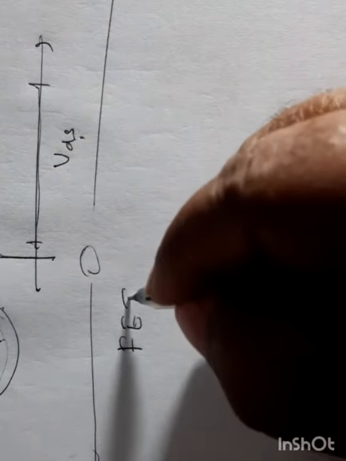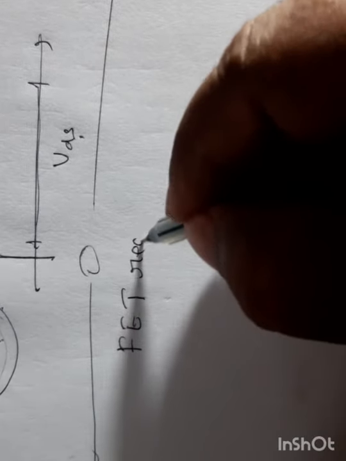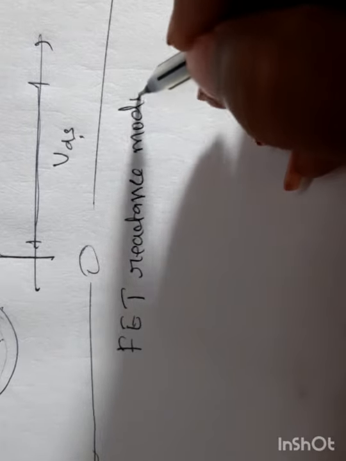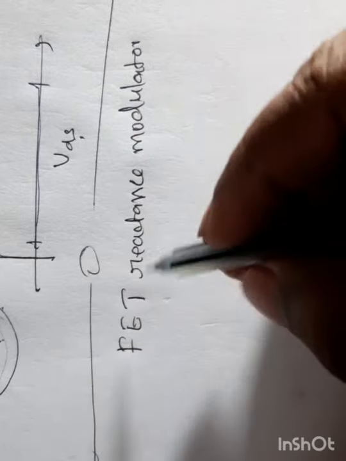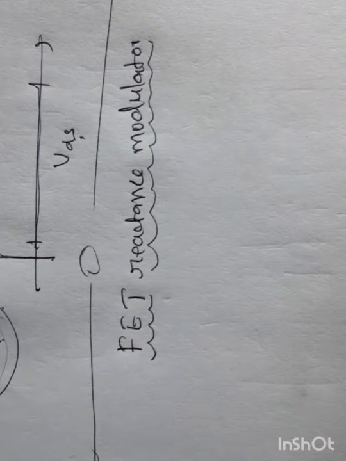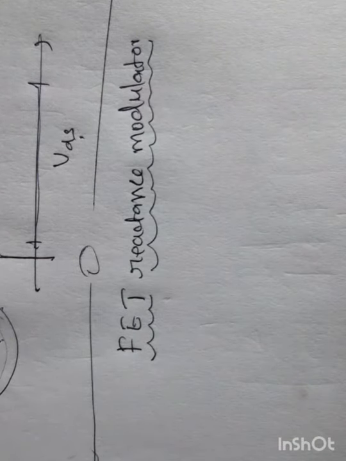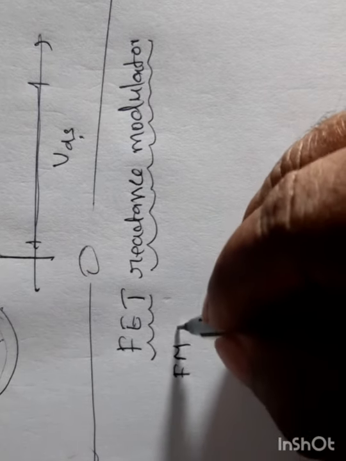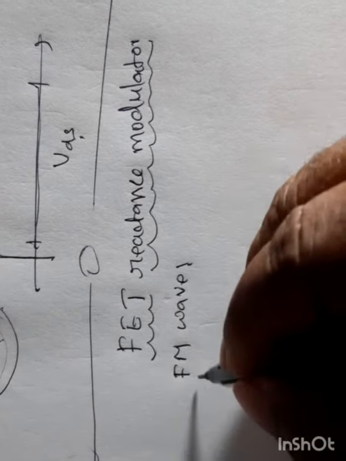the FET, field effect transistor, reactance modulator. This field effect transistor reactance modulator is used to produce the frequency modulated wave, FM wave.